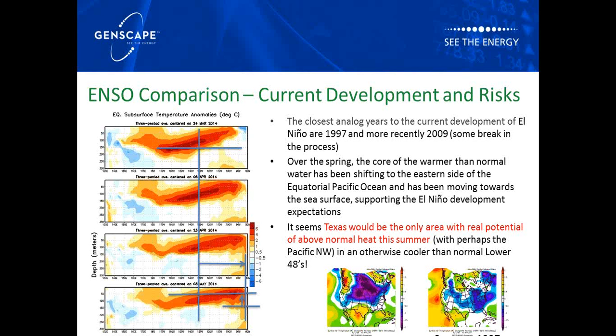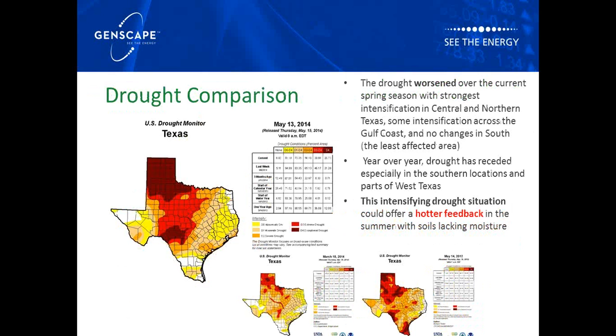In these two graphs at the bottom, the summer of 1997 is essentially a strong El Nino effect, whereas summer 2009 is a weak El Nino. And you can see that during a weak El Nino, Texas is really the only area with an above normal heat potential.